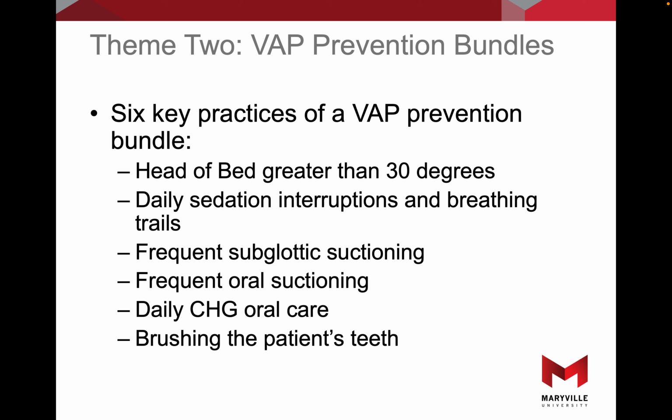The fifth preventive strategy for ventilator-associated pneumonia is the use of daily oral assessment and care with the use of chlorhexidine, and the sixth prevention strategy is brushing the patient's teeth. Both prevent ventilator-associated pneumonia in the same way.